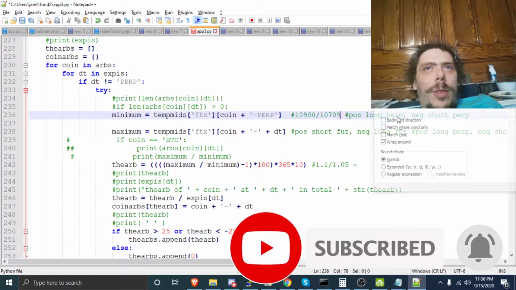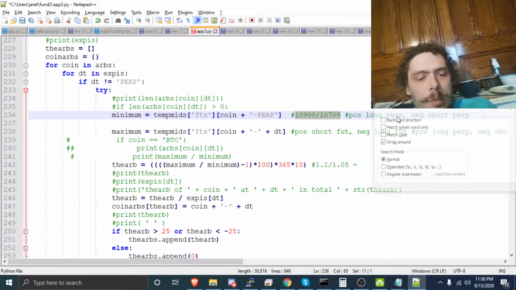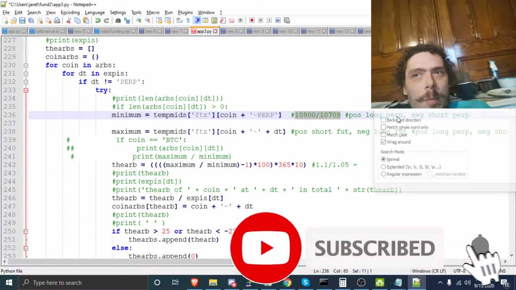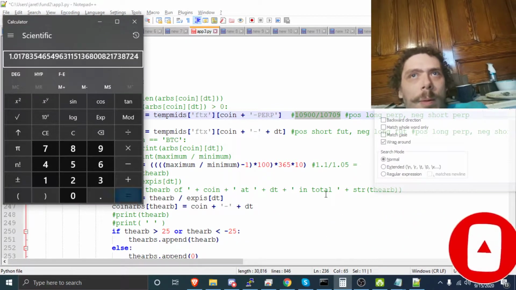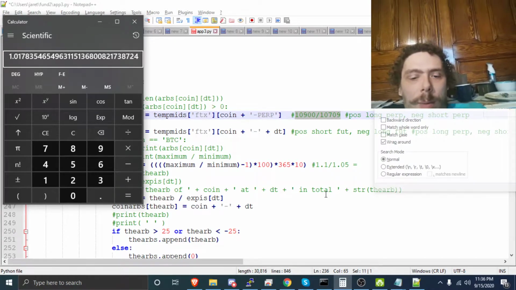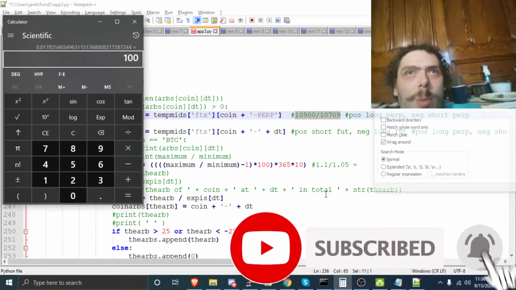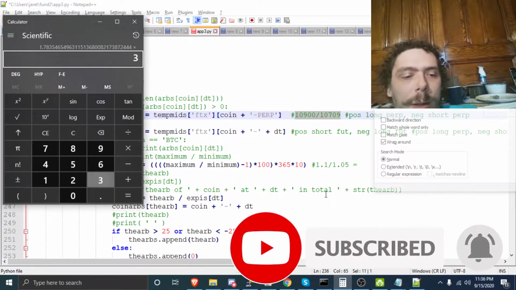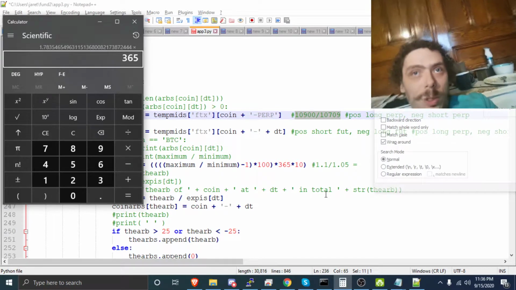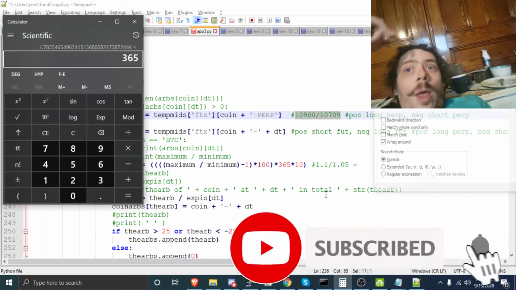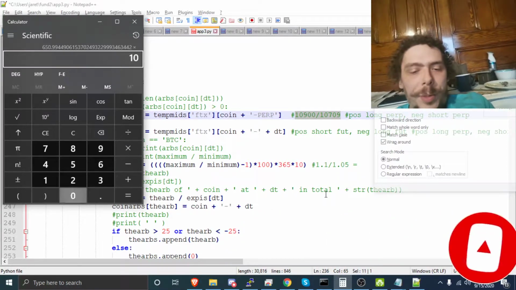And then it does some magic on that. So let's take a look at what this looks like in the calculator. So this is what that looks like. Then we're going to minus 1 here. We're going to do a bunch of magic to it to make it into a percentage. And then we're going to make it into an annual percentage yield. We're going to multiply by 365 to make it annual. And then we're going to multiply it by the leverage.